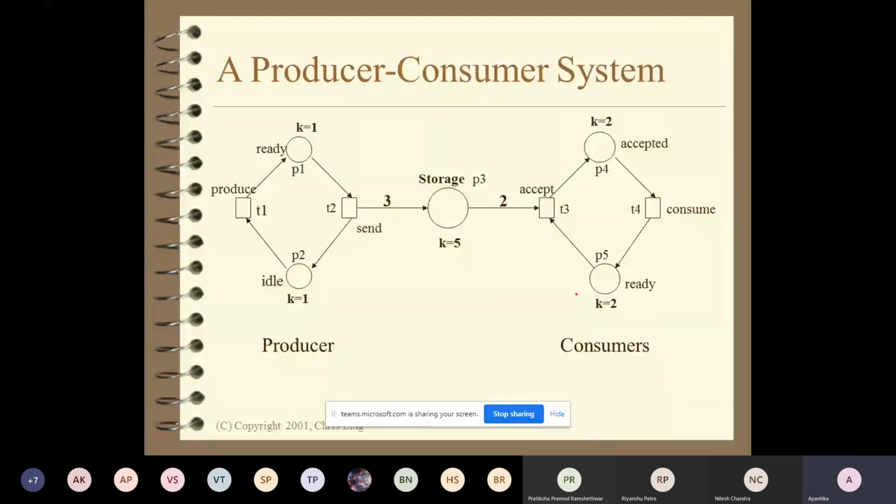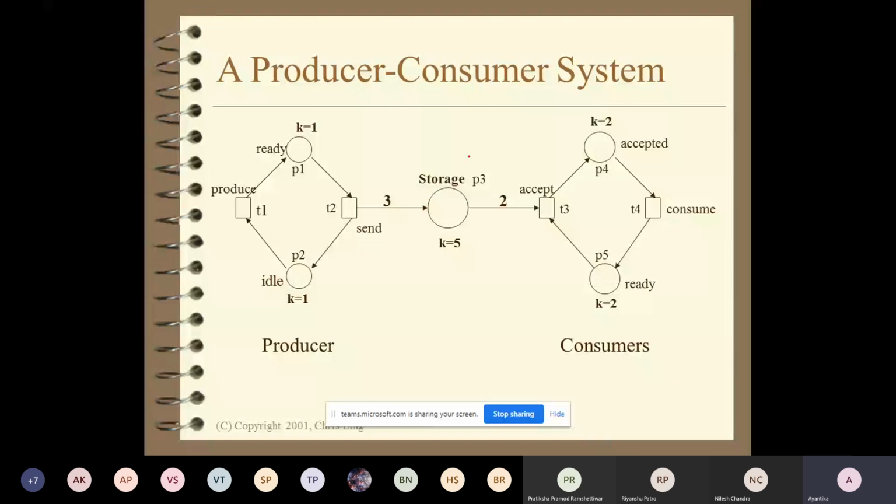Now we will come to a practical example where we can see both concurrency and synchronization. I should say this is more about concurrency. Both producer and consumer are working together in some concurrent paths. So here you see this is a producer-consumer example. In a practical scenario, what can you think of?